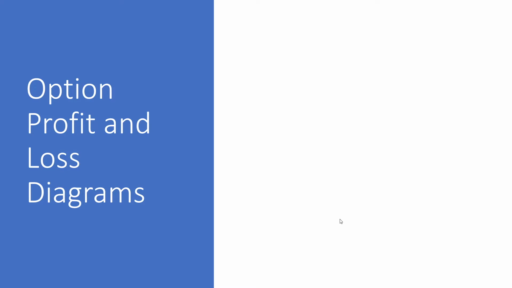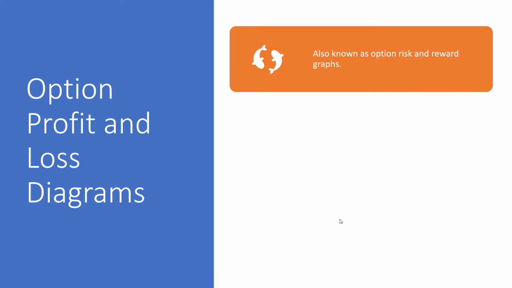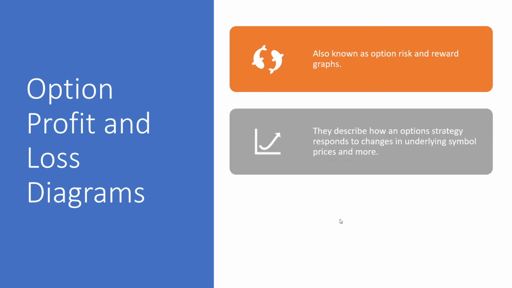Option profit and loss diagrams are also known as option risk and reward graphs. In fact, those names are used interchangeably. I don't want you to get confused. Make sure you know that when somebody says risk reward graph or profit and loss diagram, they're talking about the same thing. They describe how an options strategy responds to changes in underlying symbol prices and more. In fact, you can use your profit and loss diagram to understand how time passing by will affect your option strategy value, as well as what changes in implied volatility can do to your option strategy value.